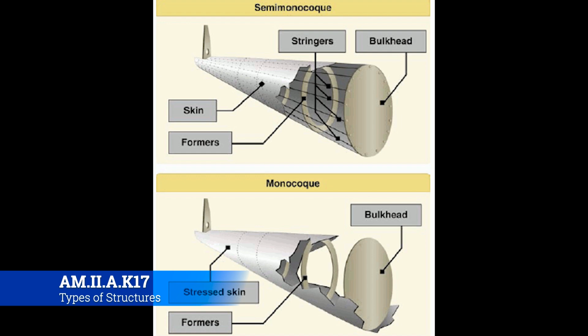Now a semi-monocoque structure is the next one, and it is by far probably the most common aircraft structure out there. If you notice on the graphic, the semi-monocoque structure and the monocoque structure look pretty much the same. There's still an amount of stress that goes onto the skin. There's still formers.